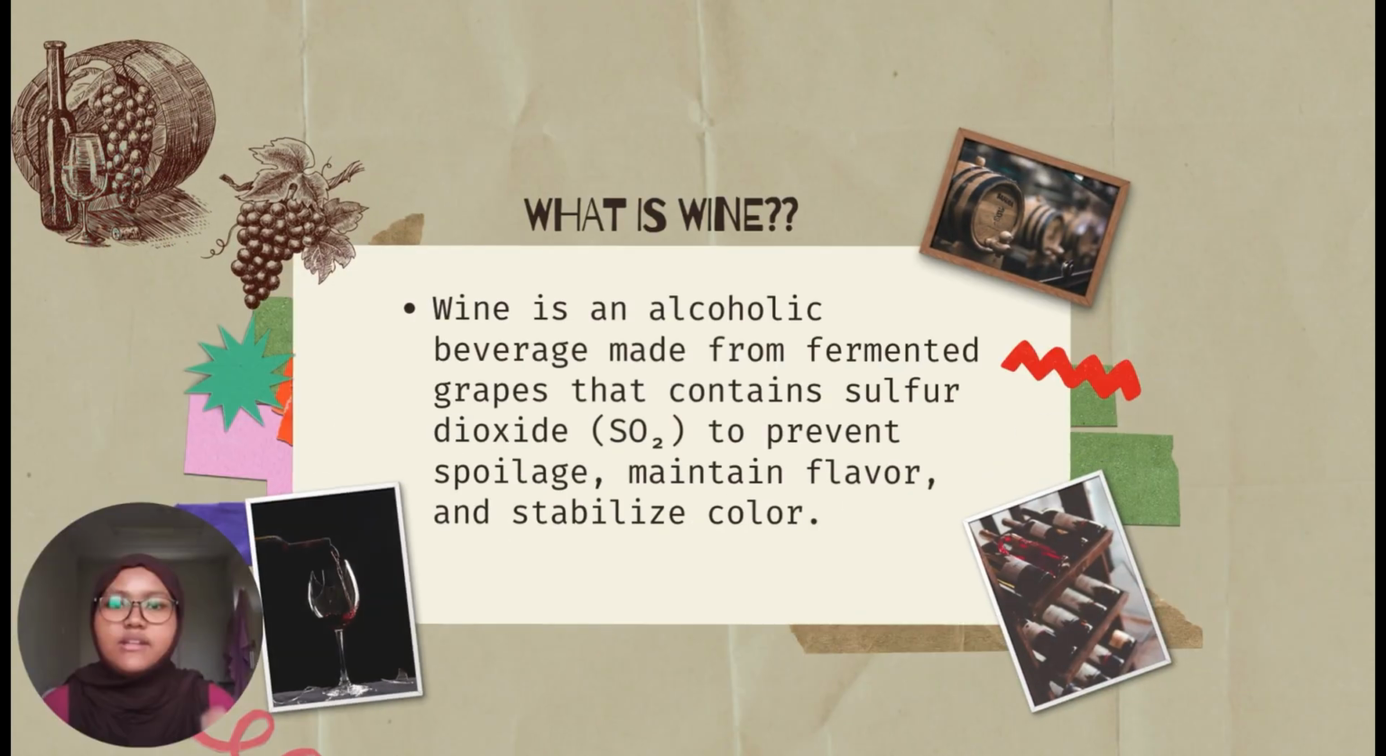What is wine? Wine is an alcoholic drink made by fermenting grapes. During the production process, winemakers often add sulfur dioxide or SO2 to preserve the wine. It helps to prevent spoilage, keep the flavor stable, and maintain its color. Without SO2, wine can easily get spoiled or lose its original quality.